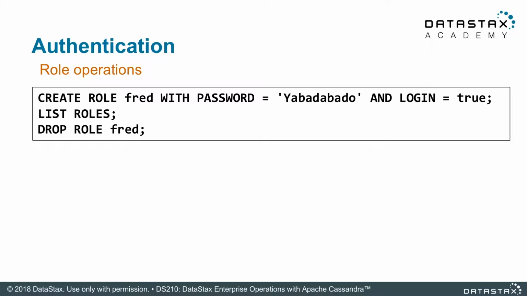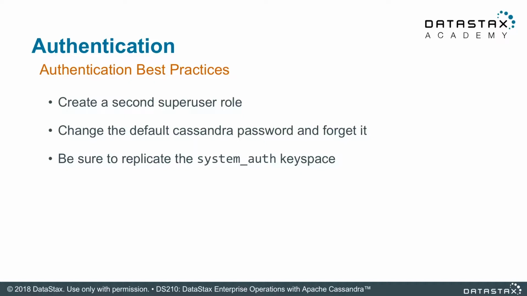Let's wrap up our discussion of authentication with a couple of best practices. At a minimum, you should change the default password for the Cassandra user. Another approach you can take is to create another super user account, log in as that super user, and then delete the default administrator account. Finally, don't forget to set the replication strategy for the system_auth keyspace to something that is appropriate for your cluster topology.